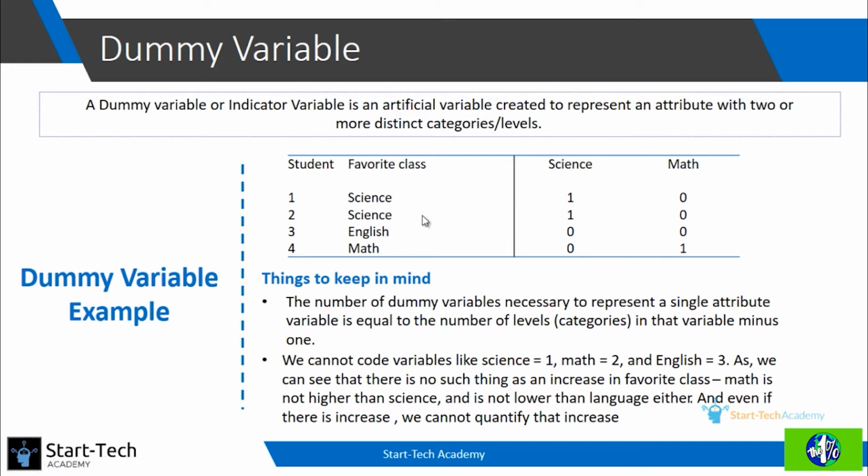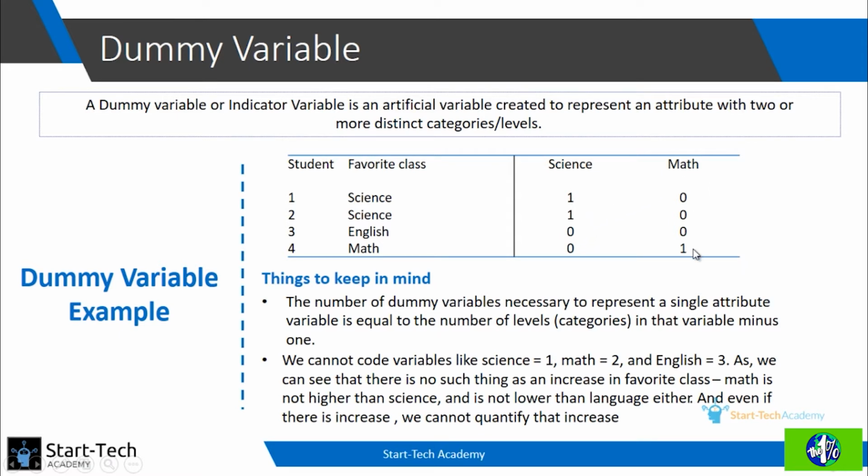So I have 3 subjects here: science, English and maths. So I have created 2 dummy variables, one for science and one for maths. Science has a value of 1 if the subject is science, else it has a value of 0. So if you look at the first two, it has science as 1, and the other two where the subject is English and math, it has value 0.